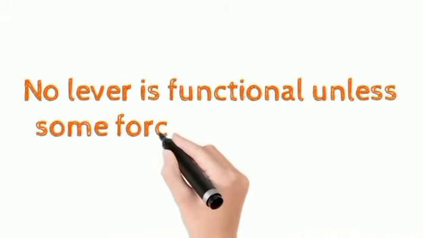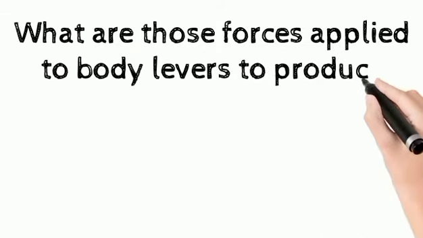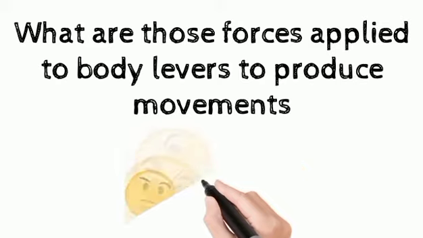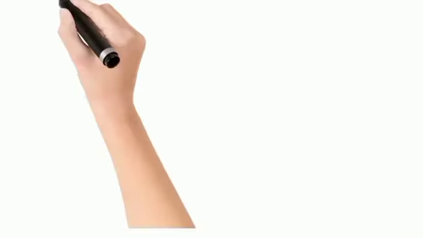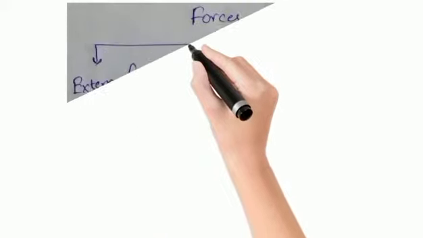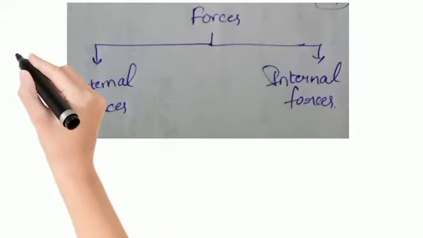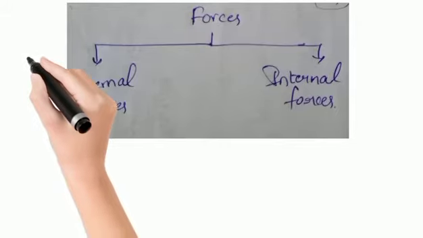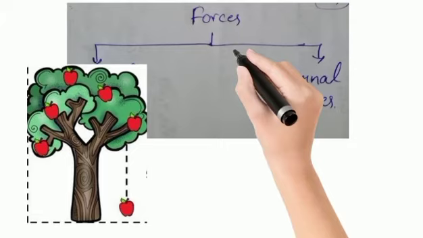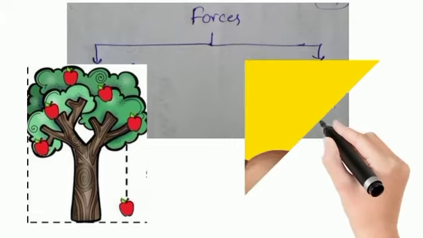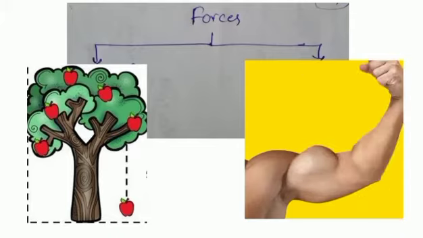No lever is functional unless some force is applied to it. So, what are those forces applied to body levers to produce movements? The forces applied to body are classified into external and internal forces. External forces are supplied from a source outside the body, that is, gravitational force and force by physiotherapists to make a movement. Internal forces are generated within the body, that is, muscular contraction.